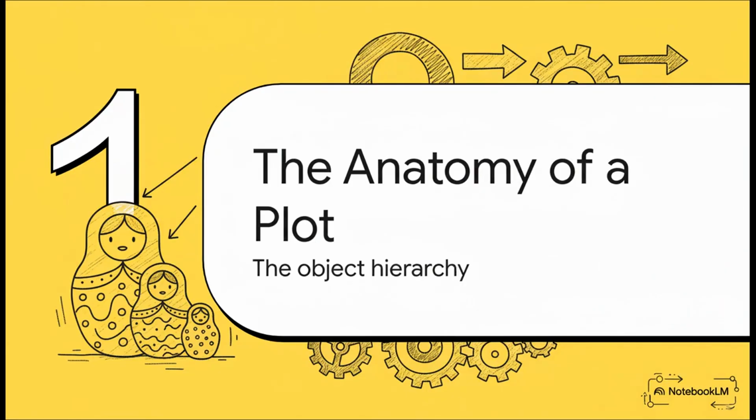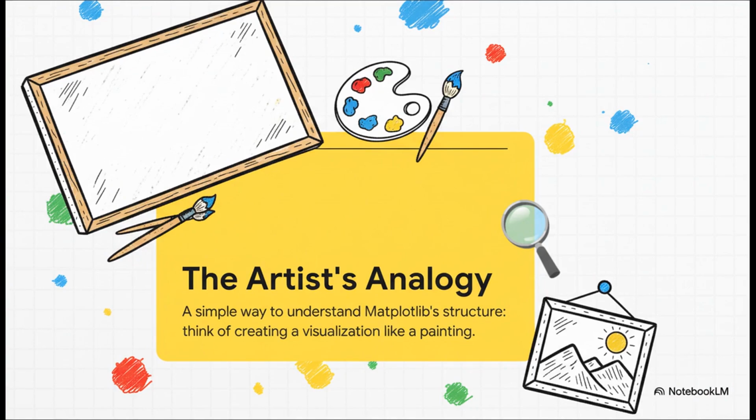Okay, first up, the anatomy of a plot. Here's the big secret. Every single plot you make is really just a nested structure of objects. The best way to think about it? It's like a set of those Russian nesting dolls. Once you know what each doll is and how it fits inside the others, you can control literally everything. And the perfect way to get this is what's called the artist's analogy.